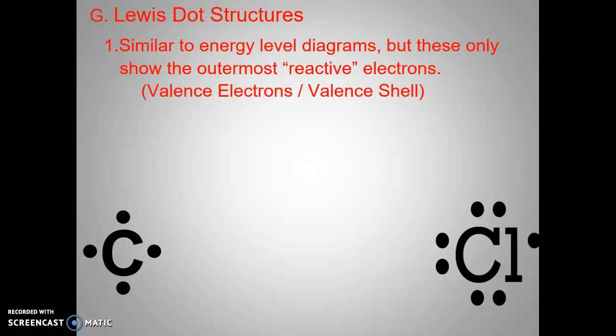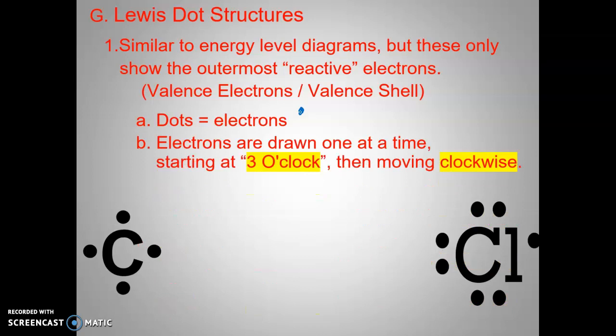So to draw these, we're going to keep it fairly simple. We're going to continue with dots for electrons. All right, so the best you can when you draw on your screen, if you can, like I'm using my little stylus pen here, you just draw the best that you can, a dot. Now, how are we going to proceed from there? Our electrons are going to be drawn one at a time, starting at the 3 o'clock position. You'll see what I mean by that in a second. And then we're going to move clockwise.